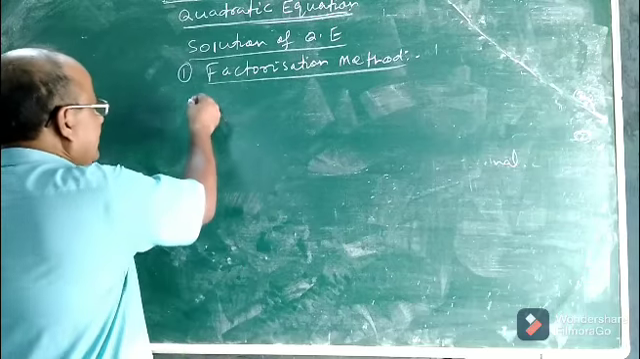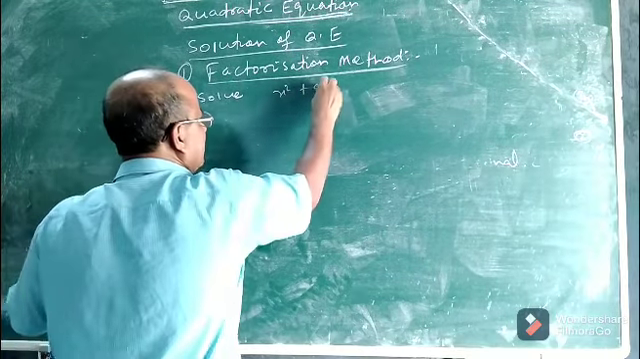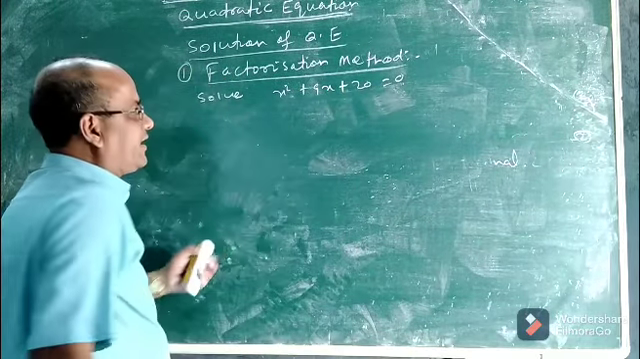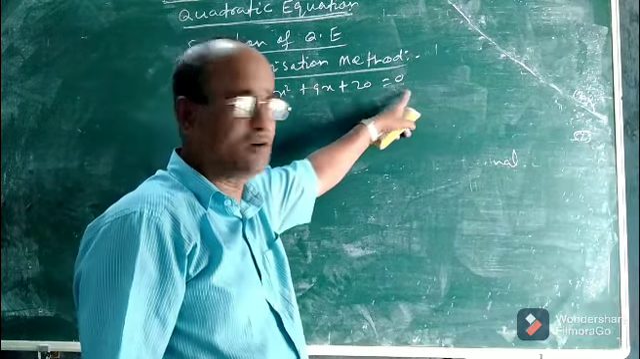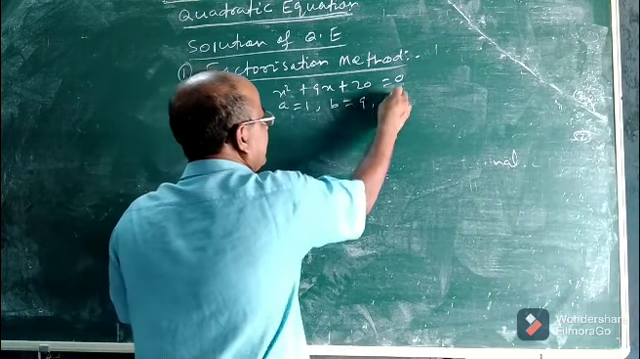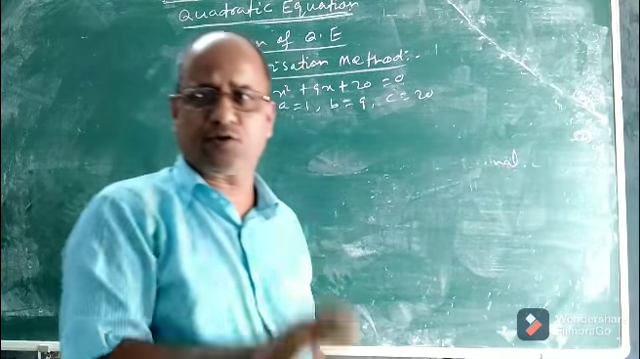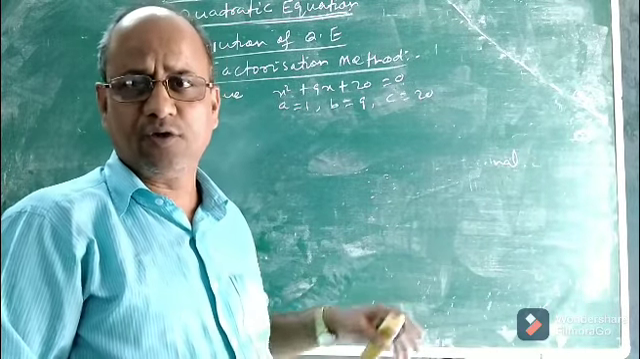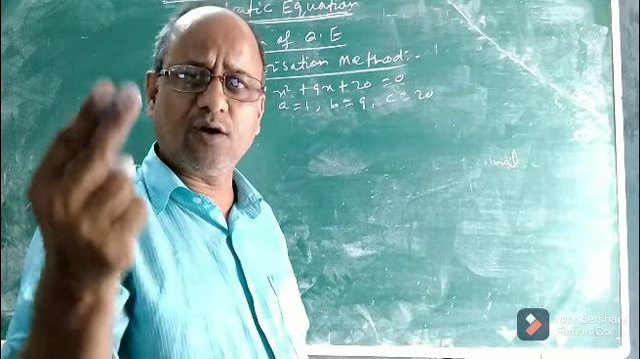Okay. Suppose children, you are given a question: solve x square plus 9x plus 20 equal to 0. You see, this is clearly a quadratic equation in variable x, because it is in the form ax square plus bx plus c equal to 0, where a is 1, b is 9 and c is 20. So as it is in the form of ax square plus bx plus c equal to 0, no doubt it is a quadratic equation in variable x. Now how to find the solution or roots? As it is quadratic, it will have how many roots or solutions? 2. It will have 2 roots or solutions.